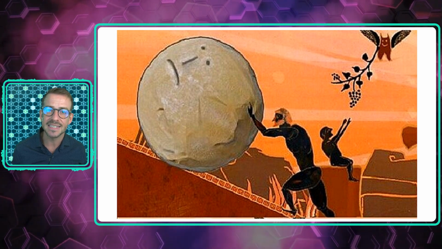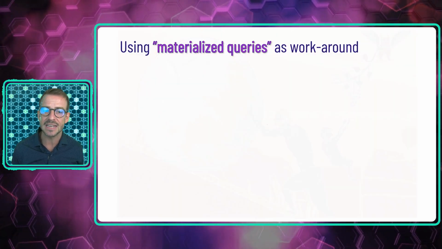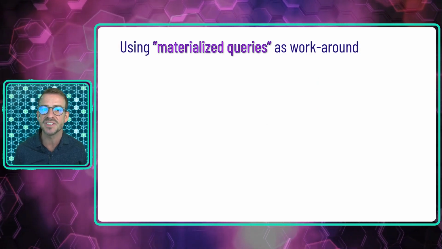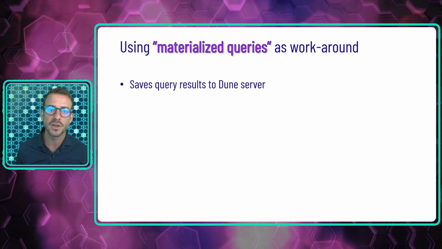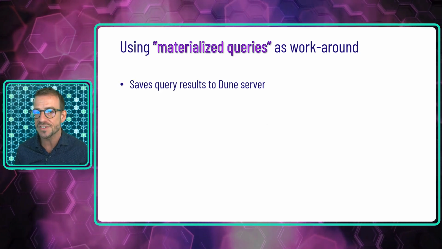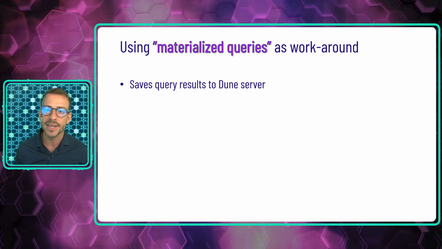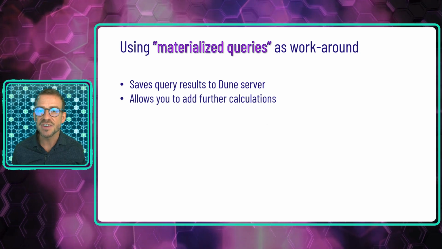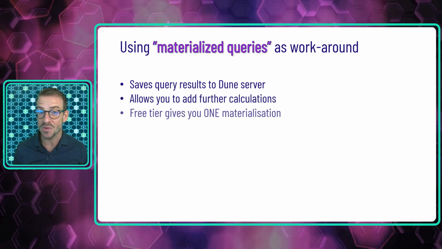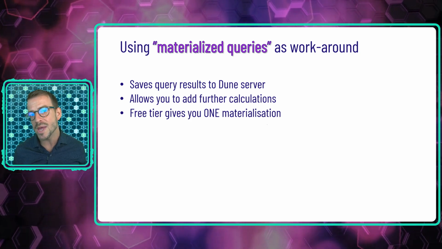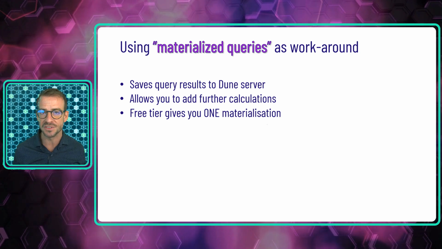One of the things that I did to achieve that was to take advantage of a small amount of materialization capacity that you get on free tier. And this allows you to store results from a query on Dune server, which saves overhead on calculations performed afterward. You can materialize one query on the free tier, but the downside is that when you refresh the dashboard, it won't go all the way back to refresh those materialized queries as well.